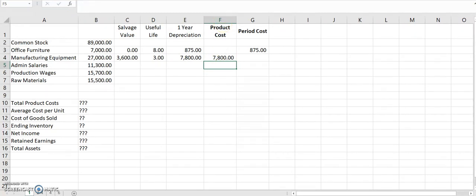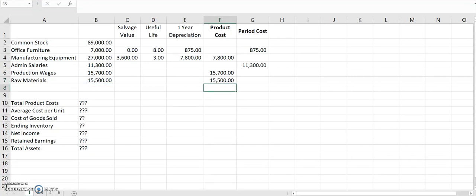Administrative salaries, that is definitely a period cost as it relates to our administrative staff, maybe our marketing folks, maybe our accounting folks, whatever the case might be. Our production wages. Production relates to our product. That's our direct labor coming in there. Our raw materials, also a product cost. Those are the materials used for that production process.